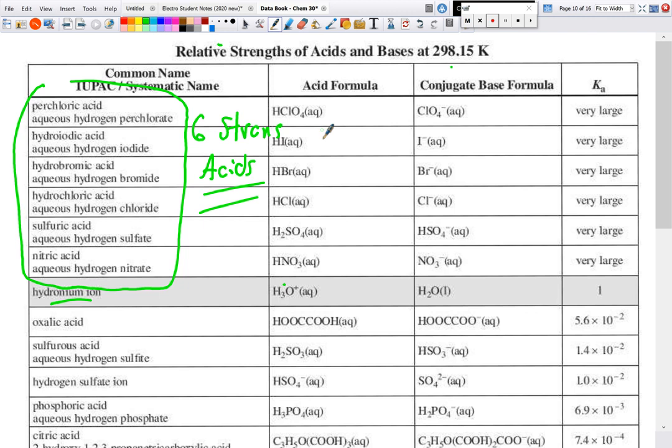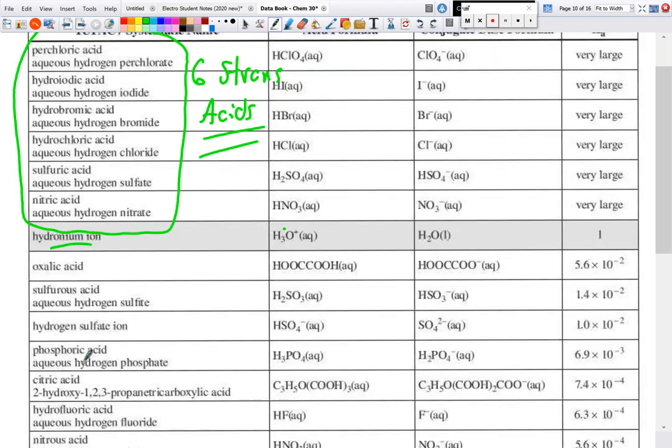So whenever you're given acids or strong acids, we do ionize them 100%. So it's going to be these here. Remember, if it is a weak acid, like any of these here, like phosphoric acid, we do not ionize it. It's going to stay as H3PO4 or whatever.